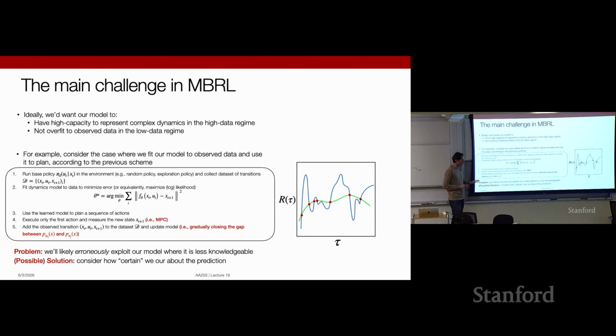So for today, what we will be looking at is a possible solution to this problem, which is considering uncertainty and, loosely speaking, how certain our model is about its prediction, as a mechanism to push against these possible flaws. Does it make sense? Any questions on this? Okay.